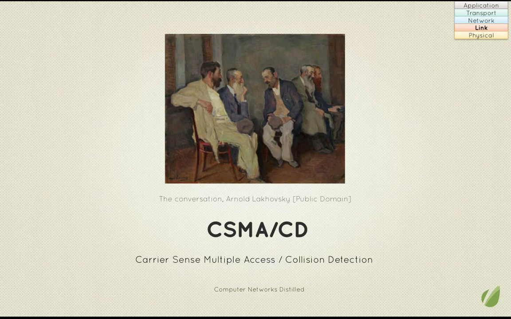In wired LANs, it's easy to do this collision detection because we can measure the received signal strength and compare it to the transmitted signal strength, and it ought to be the same. If not, then we're probably colliding with somebody. In a wireless environment, however, it's very difficult to do collision detection because it's hard to listen to other signals while you're transmitting. And we'll talk more about this in the Wi-Fi lecture.